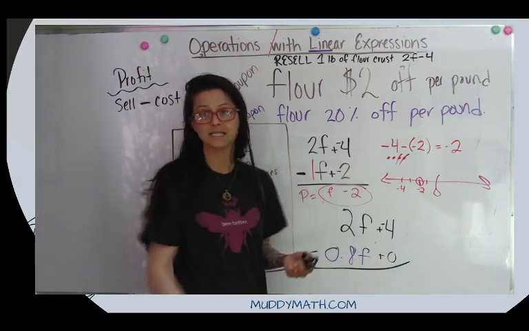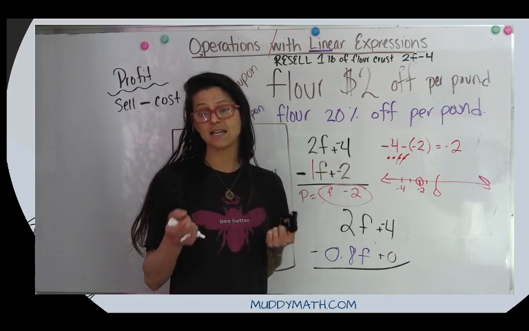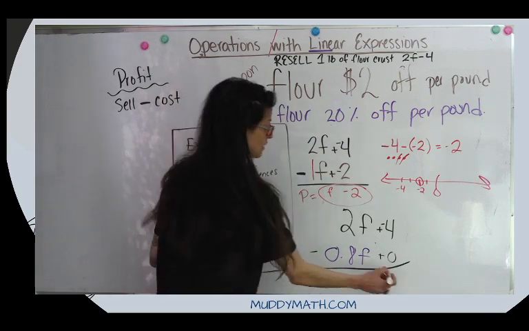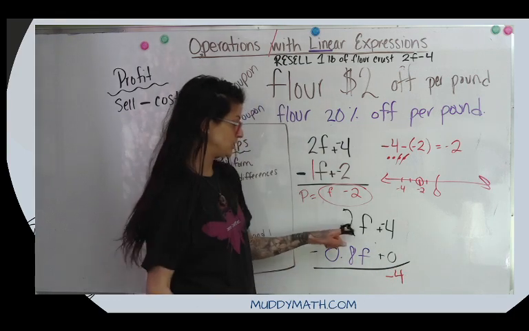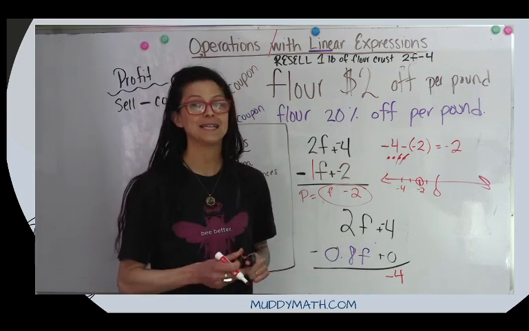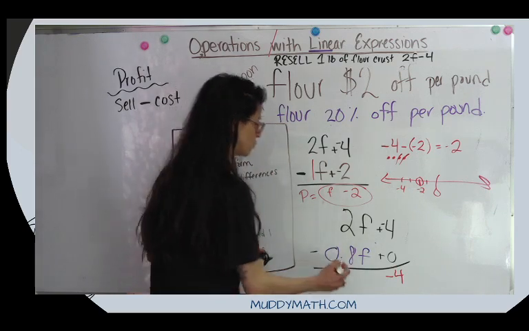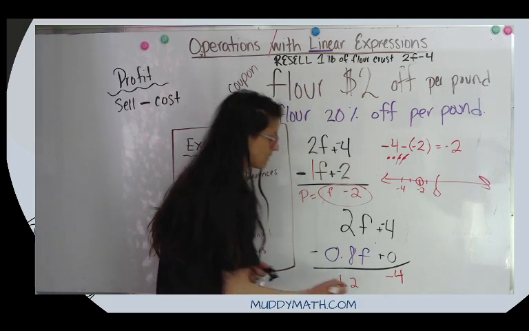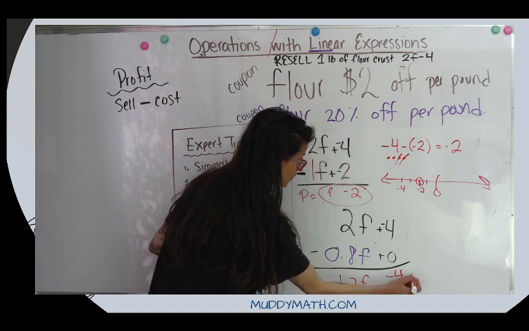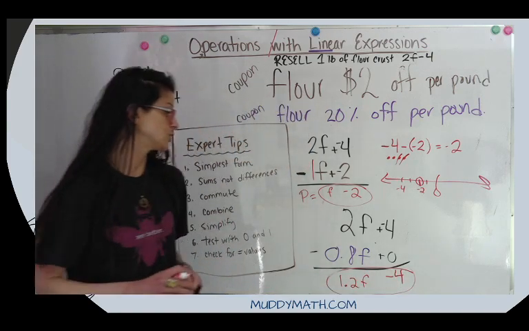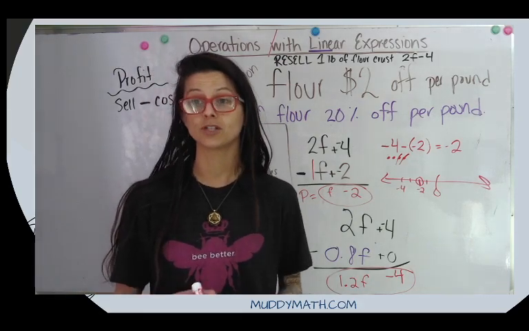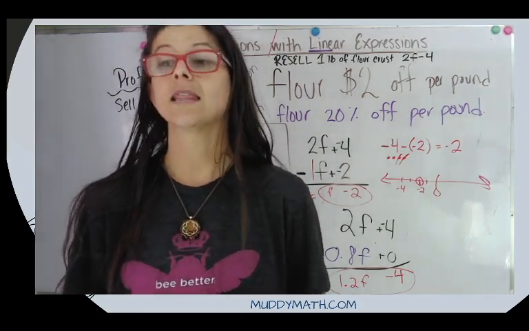Okay, here, let's try this one. What's negative 4 minus 0? 0 is the additive identity, so it's also the identity in subtraction. Doesn't change. So we have negative 4. And then 2F minus 8/10 F. 2 minus 8/10 is 1 and 2/10. Think about $2 minus 80 cents. I have $1.20 left. F minus 4. Okay? So in this case, we are earning 120% of the original cost of the flour less $4.